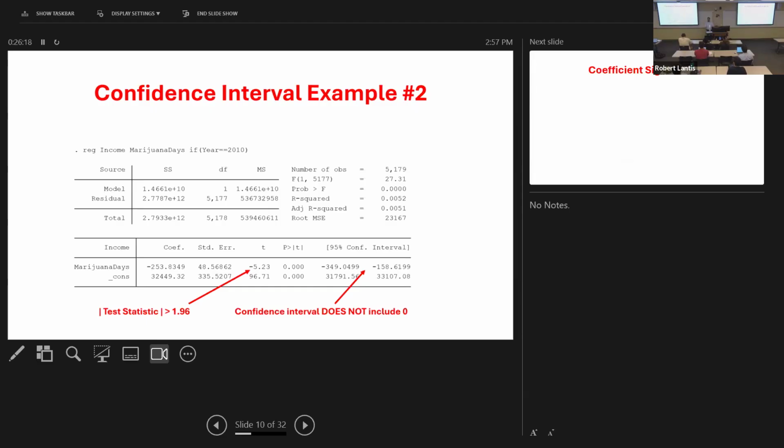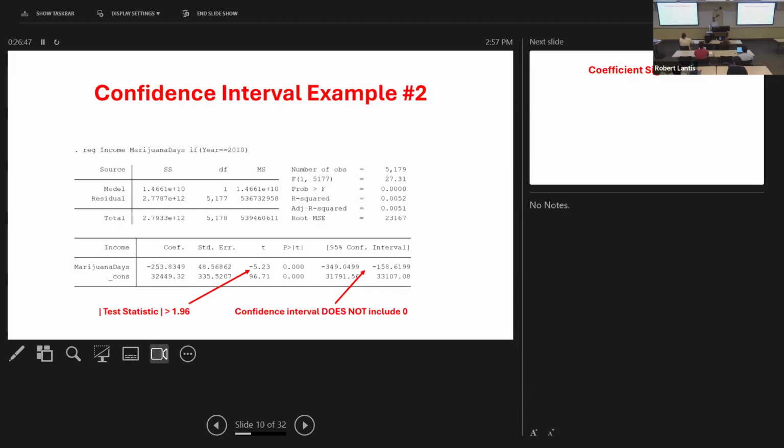When we talk about economic significance, just because something is statistically significant, if it doesn't have a very large impact, we might not care about it very much. So if using marijuana one more day a month decreases the amount of money I make by $253 over the year, is that a really large effect? We could debate it, but not really. We're talking about incomes averaging around 50,000, so this is probably not the most economically significant effect, okay?